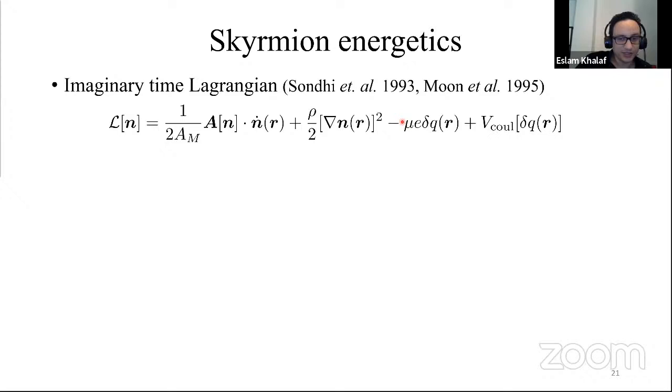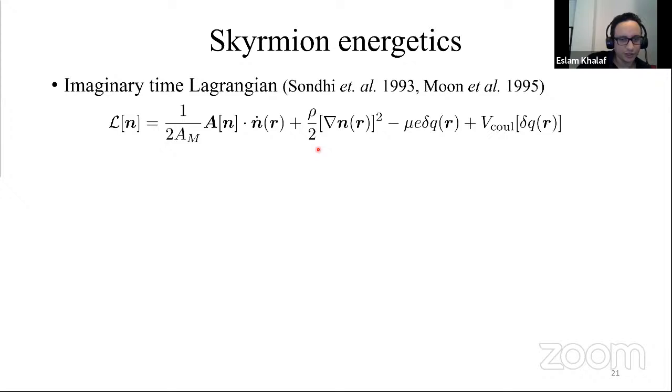So this is the skyrmion charge density, and it's coupled to the chemical potential with charge e. And here we have some long range part of the Coulomb interaction that also depends on the charge. If we ignore this last part, and we look at just this part of the Lagrangian, the main energy contribution comes from the elastic energy.